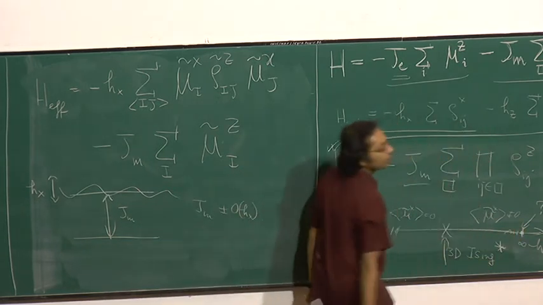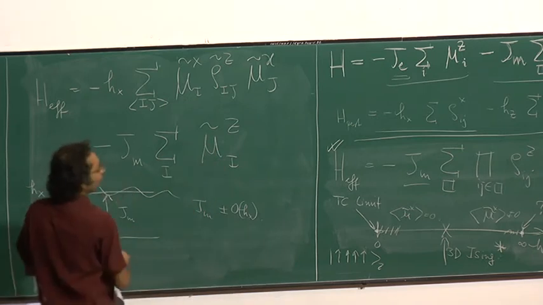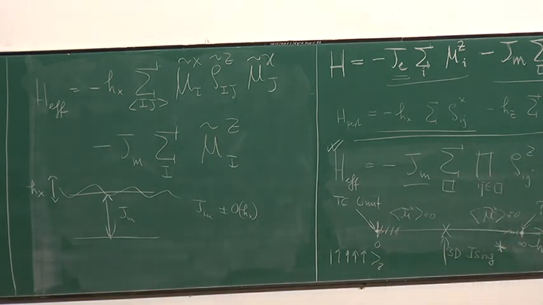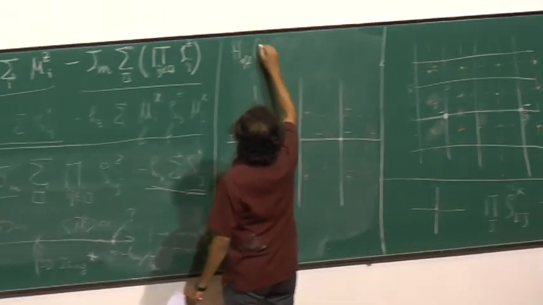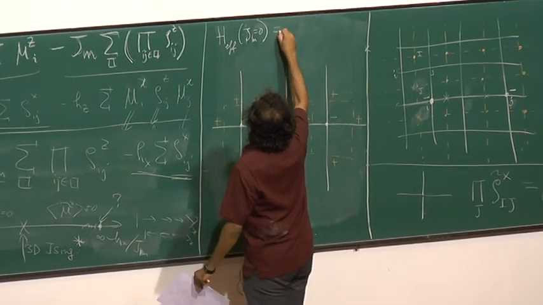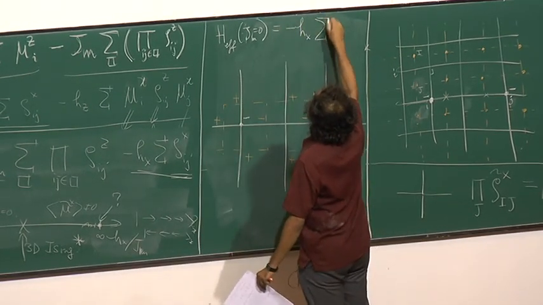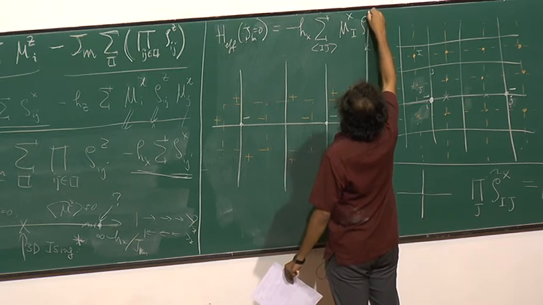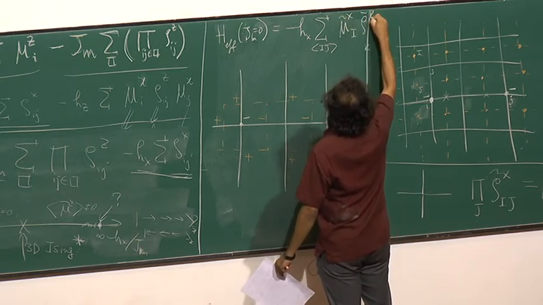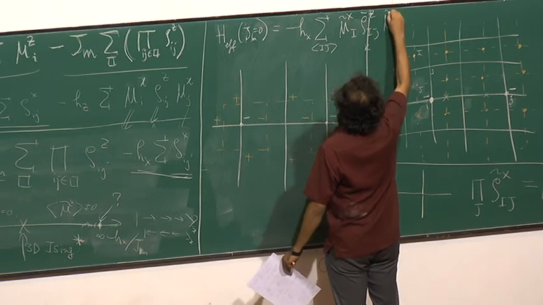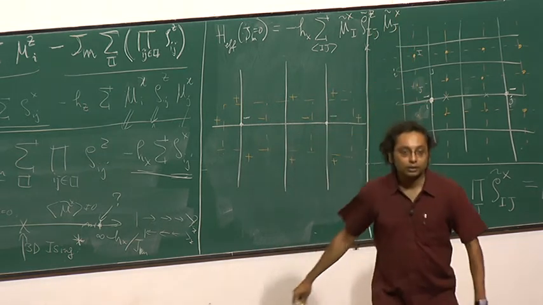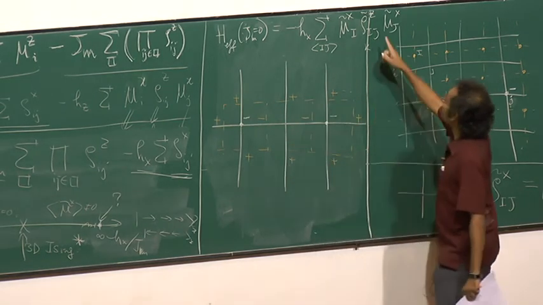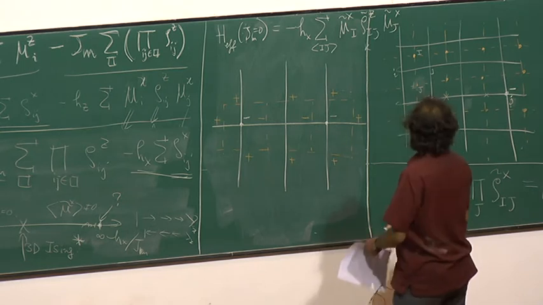Let's look at this point. Let me write. So, with this configuration of rho z, I can write this Hamiltonian as follows.